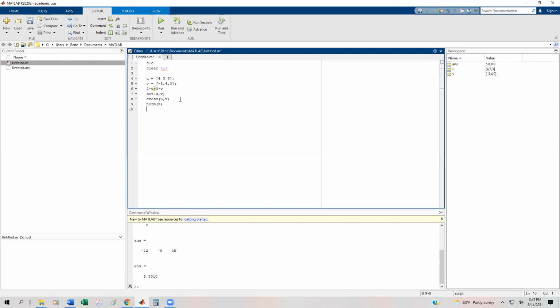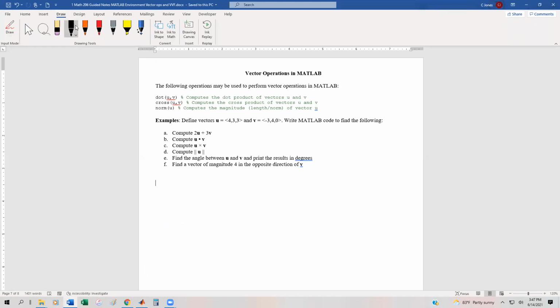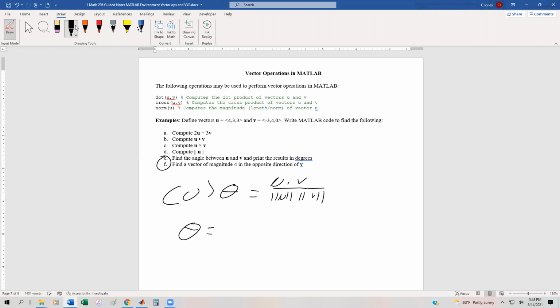All right. Now, the other two questions, we have to think about a little bit because it's not just an operation in MATLAB, so we're going to have to finagle this. We want to find the angle between U and V and then print the result in degrees. You probably remember that to find the angle between two vectors, we use this formula: cos of theta equals U dot V divided by magnitude U times magnitude V. That was in one of our sections in the lesson. And that means that theta is going to be equal to the arc cos, taking the arc cos of both sides, of U dot V divided by magnitude U times magnitude V.